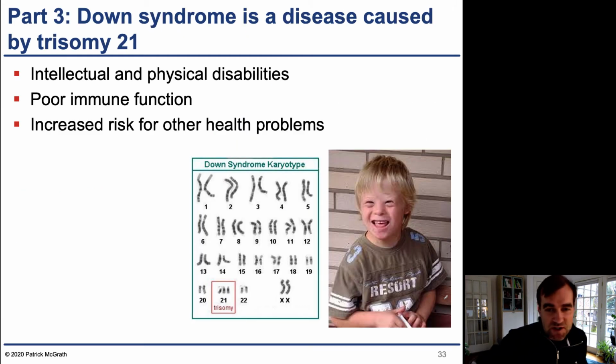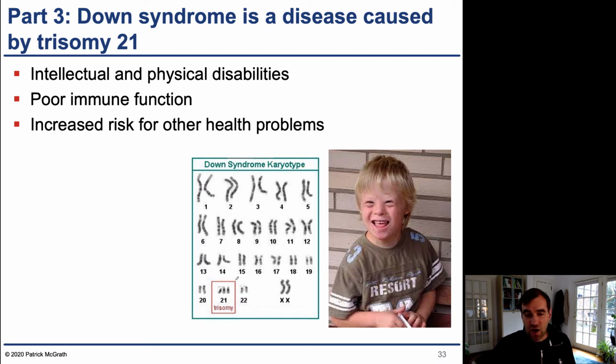So one of the first syndromes that people actually figured out the genetic basis for was Down syndrome. Down syndrome is a disease caused by trisomy 21. It's associated with intellectual and physical disabilities, poor immune function, and increased risk for other health problems. This is not the only cause, but it is the most common cause of Down syndrome.